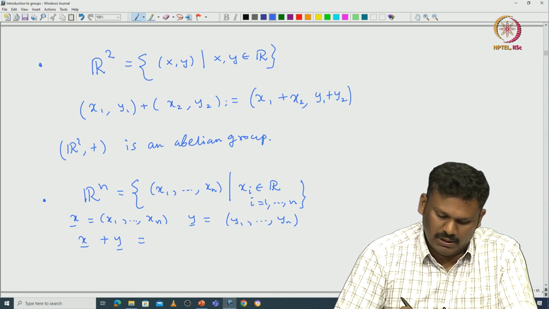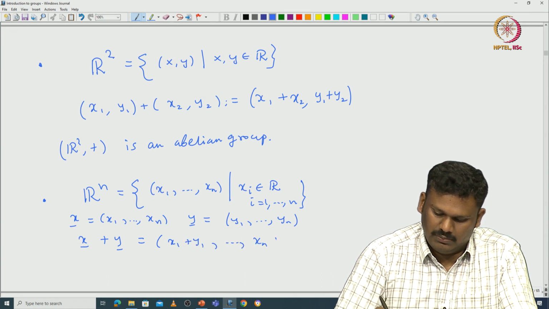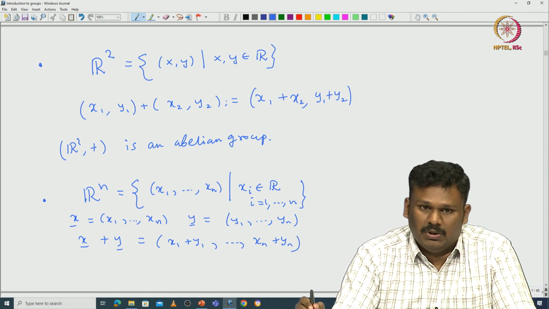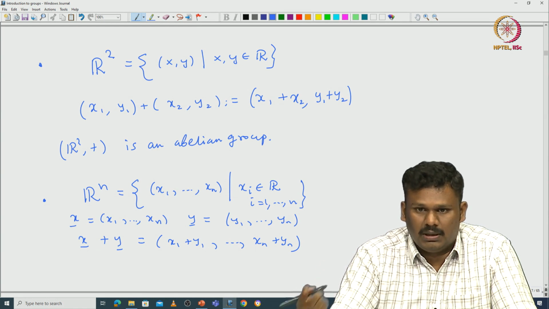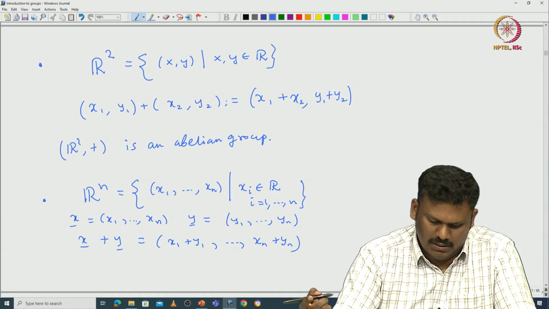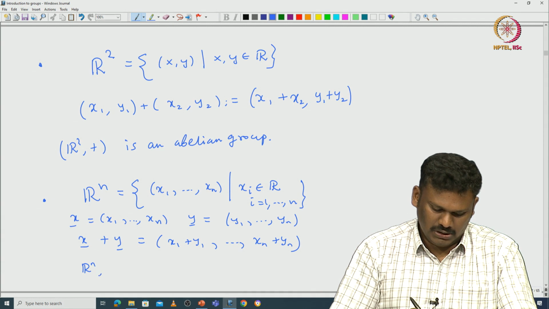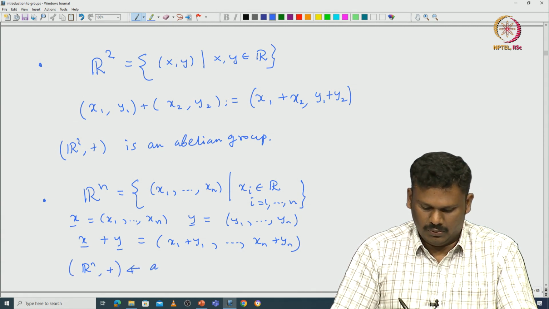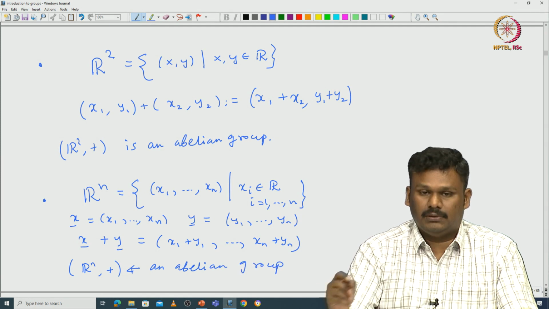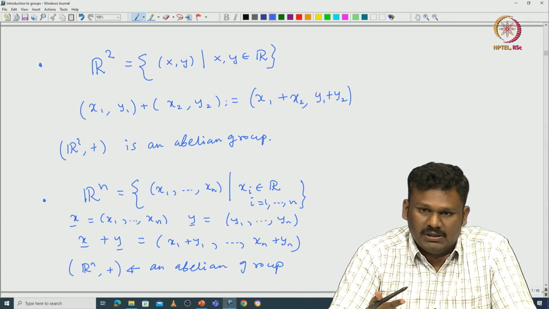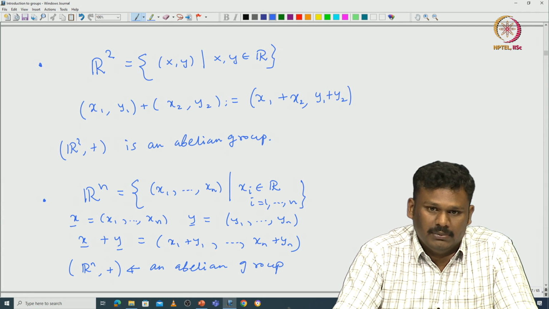Then x bar plus y bar is nothing but (x1 plus y1, ..., xn plus yn). So this is the tuple that is associated with x bar plus y bar. It is some element that you are defining. In particular, this Rn with respect to this plus becomes an abelian group. Again that is an easy thing to check, I will leave it to you. So this is about just being a vector space, finite dimensional vector spaces over real numbers.